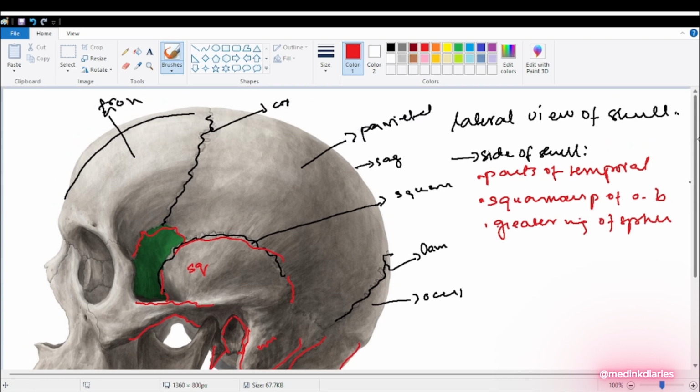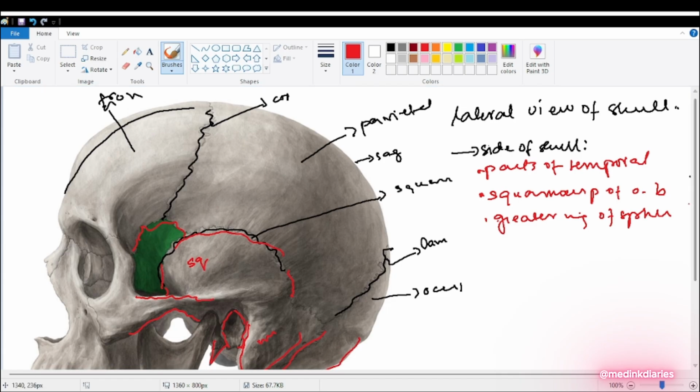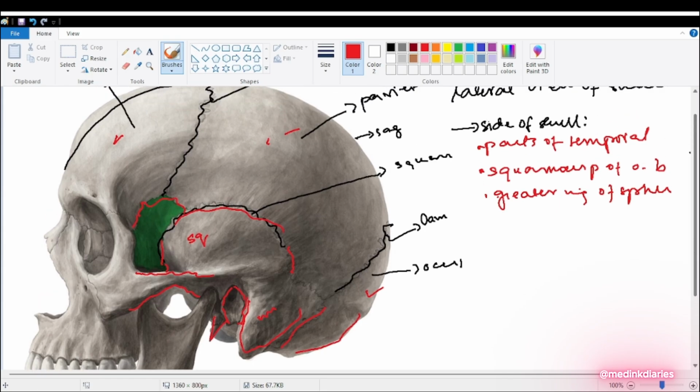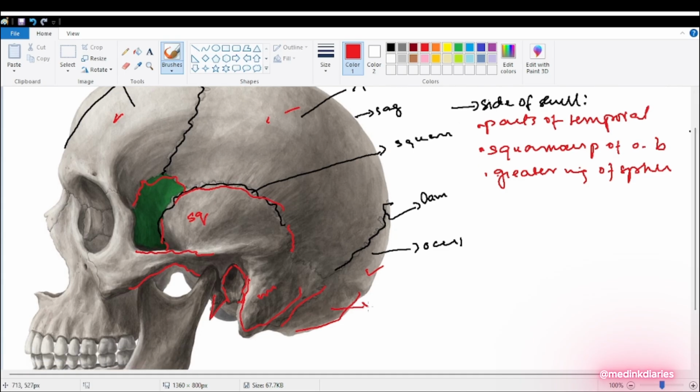So let's revise again. First of all, superiorly, what things can you see? First you see the frontal bone over here, then you see these parietal bones, then the occipital bone. These form the vault of the skull, and on the lateral side you can see these. Then on the side of the skull you can see this temporal bone and its parts. Then you can see this squamous part of the occipital bone and the greater wing of the sphenoid.